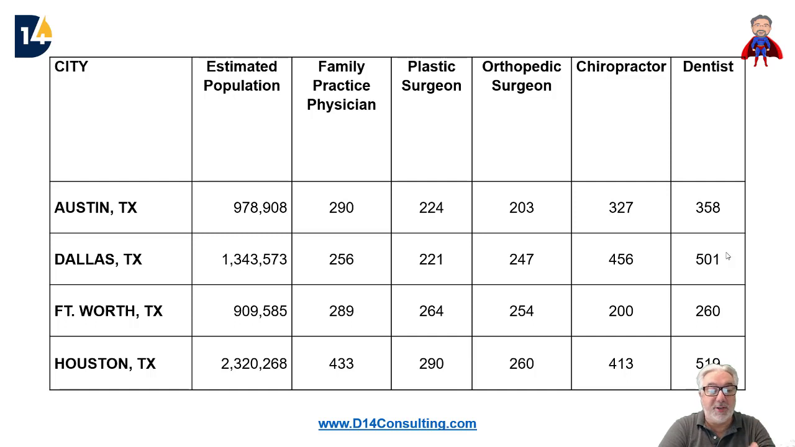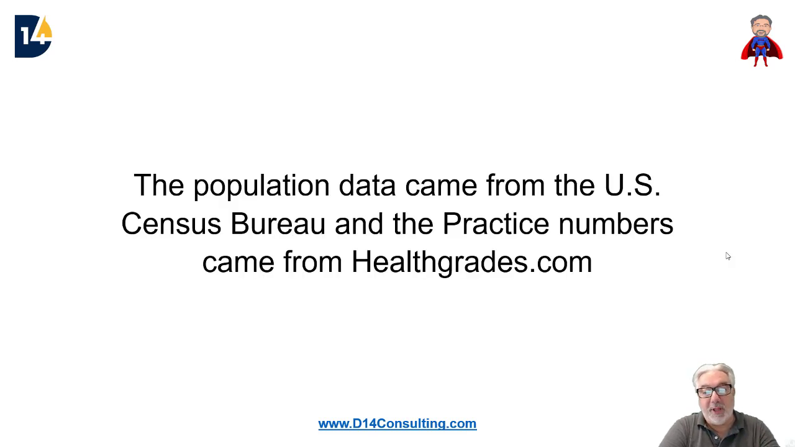Okay, so these are the numbers. This is the data that we look at when looking at your competition. So the population data came from the U.S. Census Bureau, and the practice numbers came from healthgrades.com.